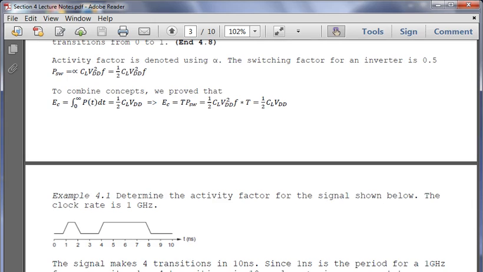Does this make sense? So we're going to be using this activity factor to relate to the actual power consumption of the circuit. One of the benefits of knowing this is that we're going to be learning about concepts called clock gating and power gating.